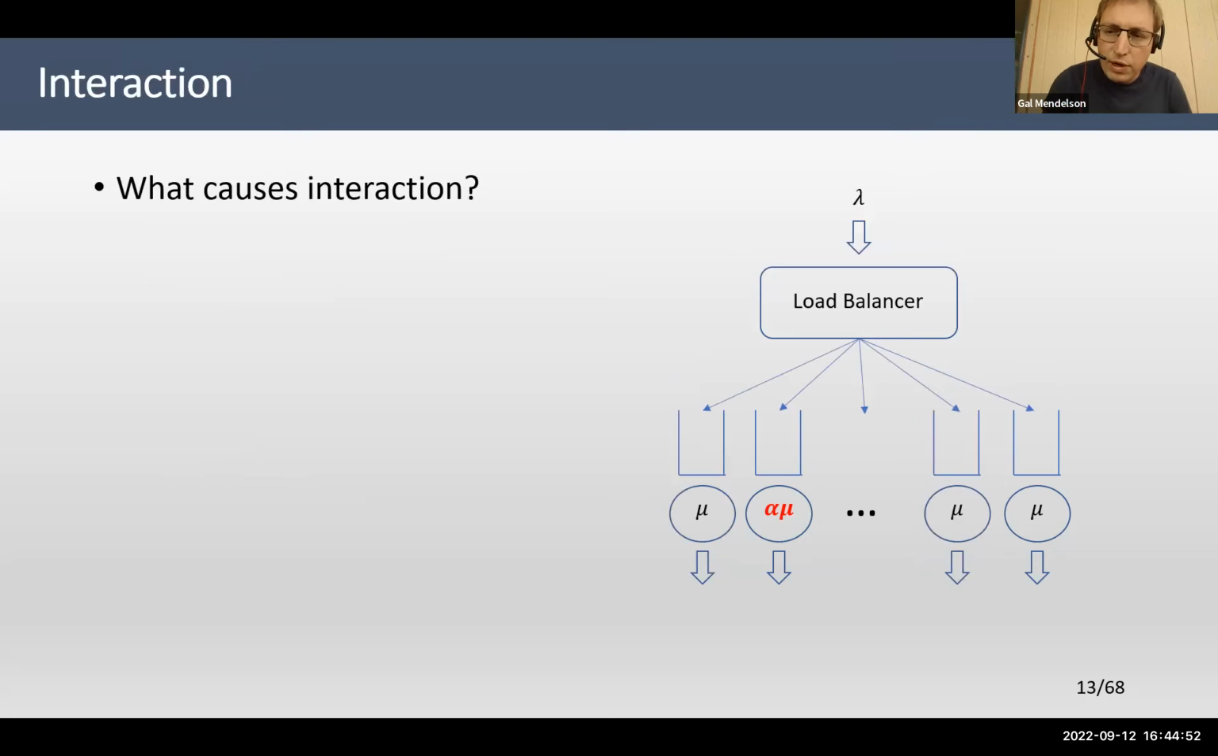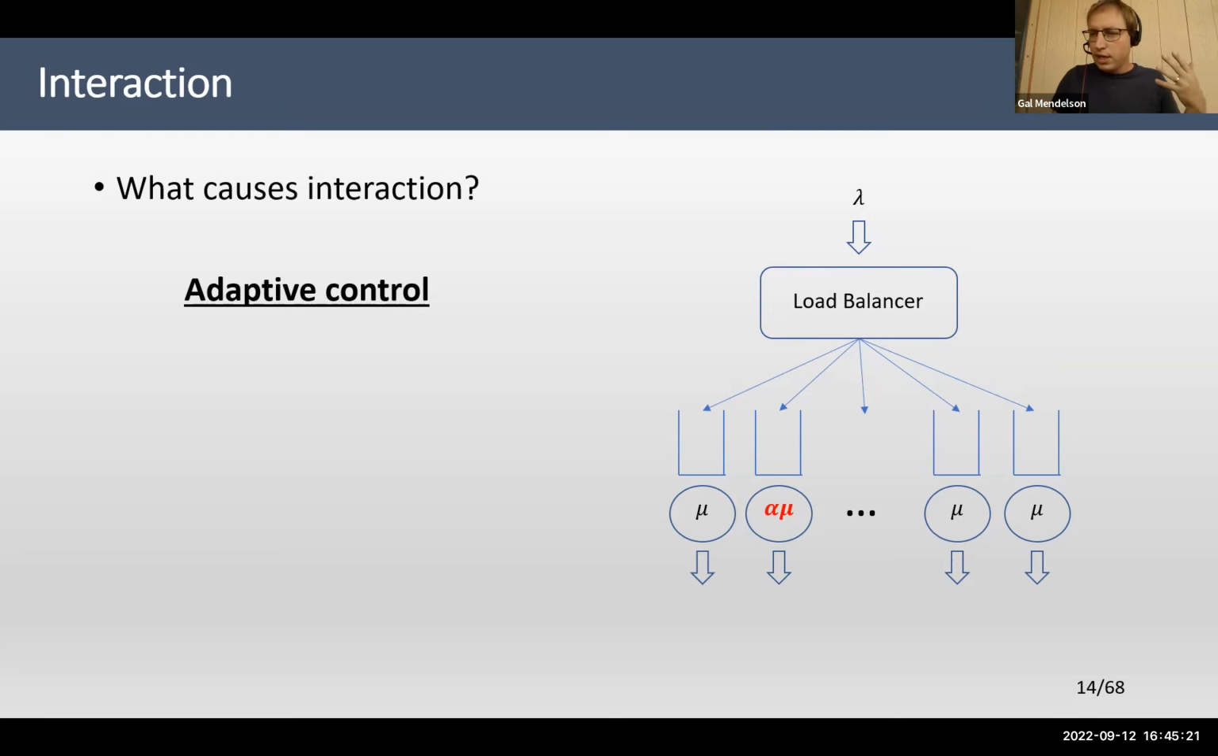But what happens if you do have interaction? There is some dependence between the queues, and the first thing is to try to understand what causes interaction. The answer is, in this system at least, adaptive control. When I say adaptive control, I mean a load balancing decision that's based on the actual state of the queues, for example, join the shortest queue, or power of choice.